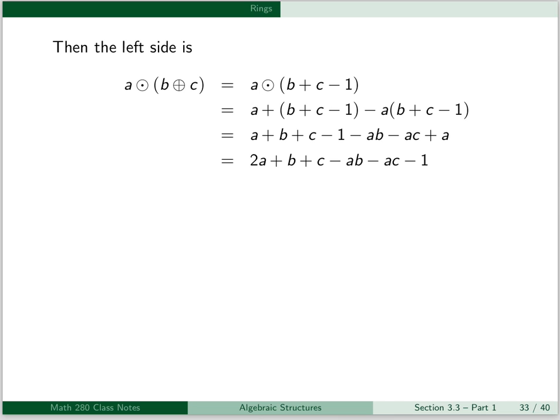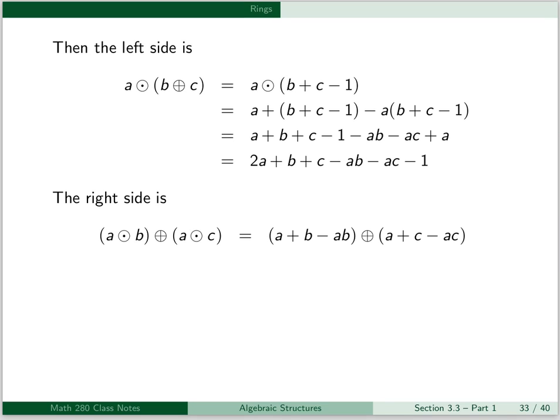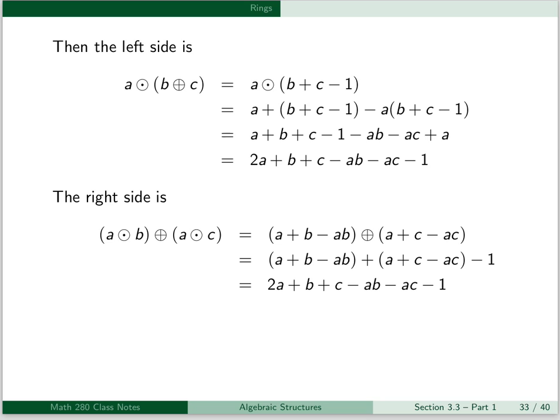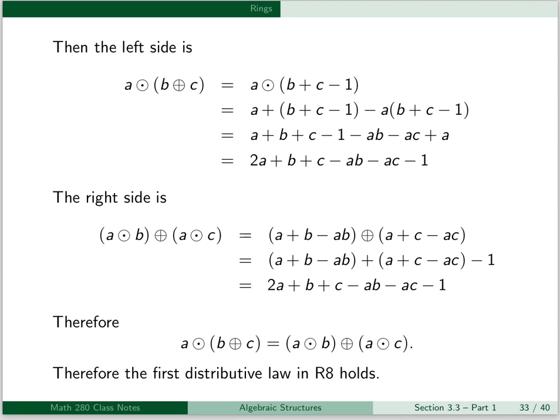And we follow a similar procedure to compute the right side. So the right side is (a + b − ab) ⊕ (a + c − ac). And this will be the quantity (a + b − ab) plus the quantity (a + c − ac) minus 1. And use some algebra to simplify this. And therefore, the two sides are equal. Therefore, the first distributive law in R8 holds.